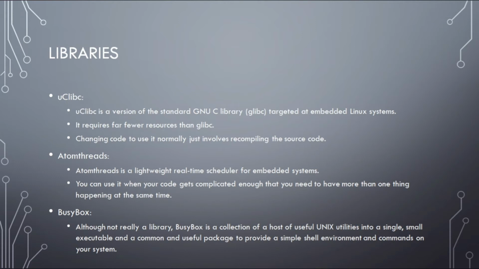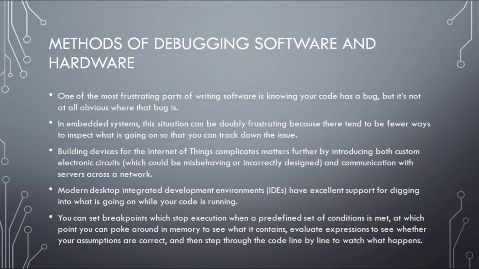The next one is Atom Threads. It is a lightweight real-time scheduler for embedded systems. You can use it when your code gets complicated enough that you need to have more than one thing happening at the same time. BusyBox is not really a library but a collection of a host of useful Unix utilities.